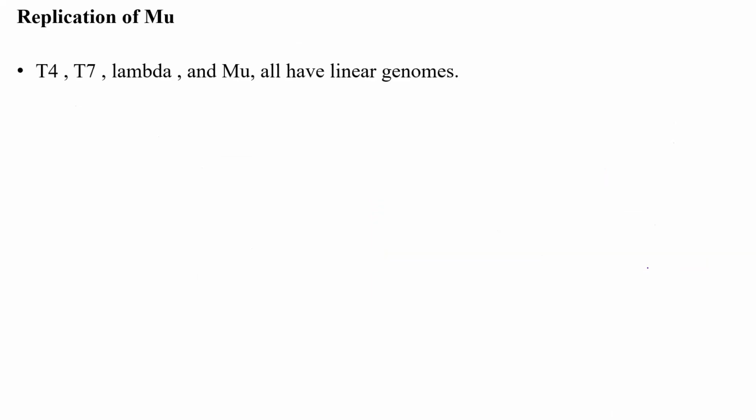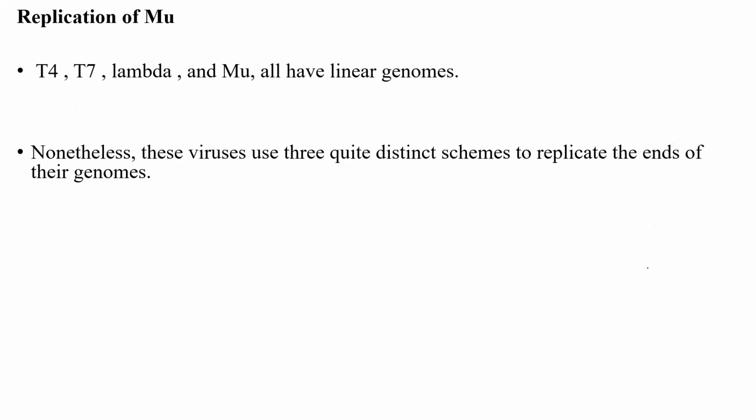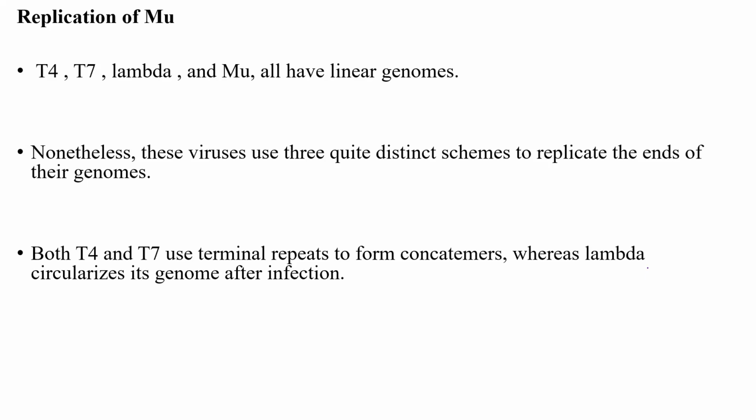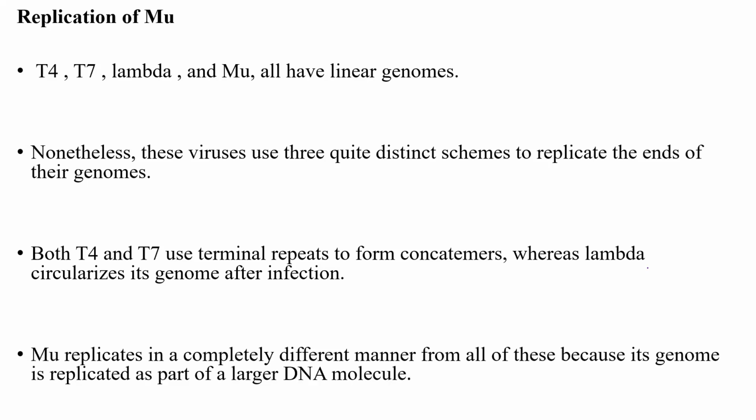Let's see the replication of Mu. T4, T7, lambda phage, Mu, all are DNA bacteriophages, DNA viruses, all have linear genomes. It's very difficult for any organism to replicate a linear genome. Eukaryotes have telomerase for replicating the ends of the genome. These viruses use distinct schemes to replicate the end. T4 and T7 use terminal repeats to form concatamers, whereas lambda circularizes its genome after infection.